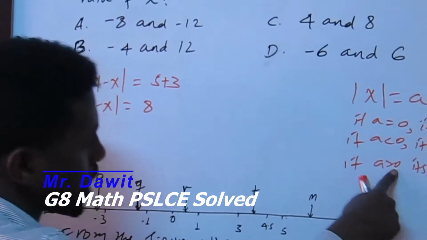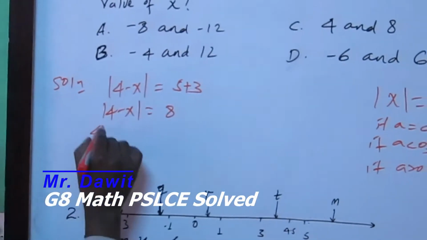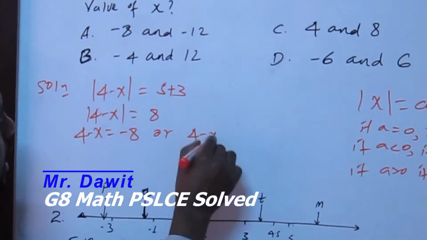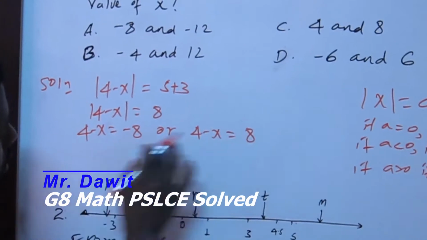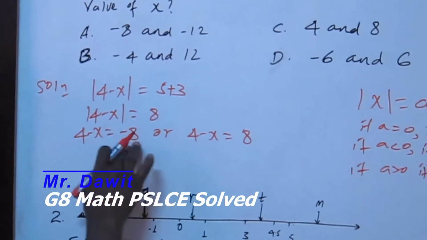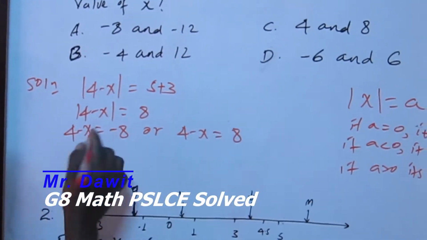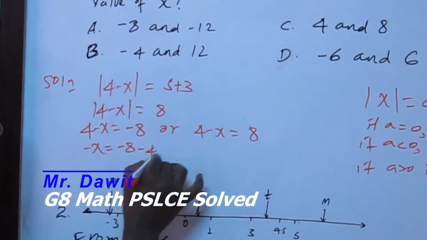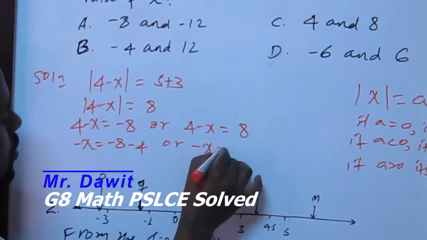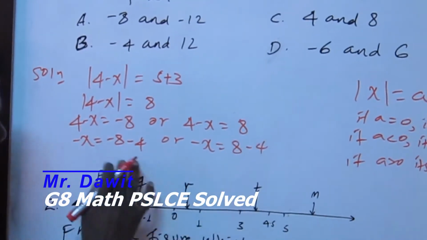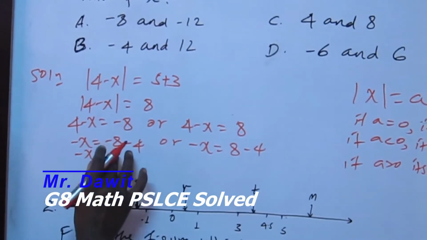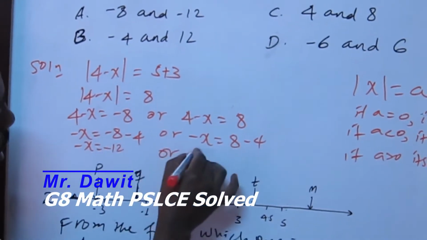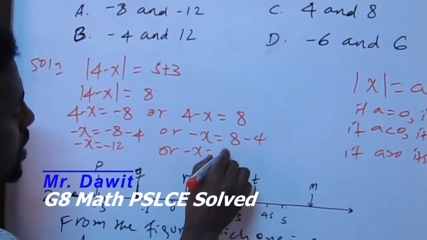Since it is positive, it has 2 solutions: 4 minus x is equal to negative 8, or 4 minus x is equal to 8, the positive value. One case is negative 8 and the other case is positive 8. So this means negative x is equal to negative 8 minus 4, or negative x is equal to 8 minus 4. Negative 8 minus 4 is negative 12, or 8 minus 4 is 4.